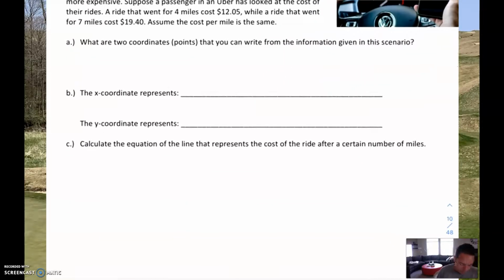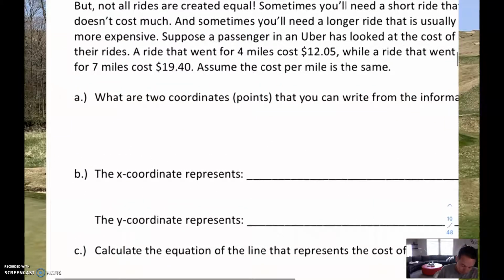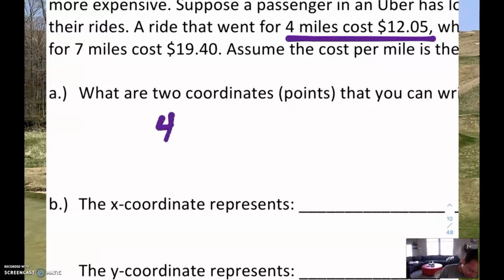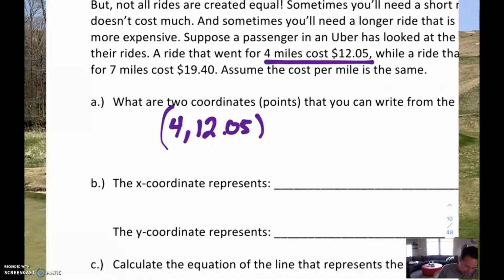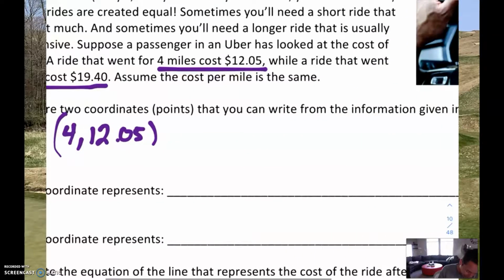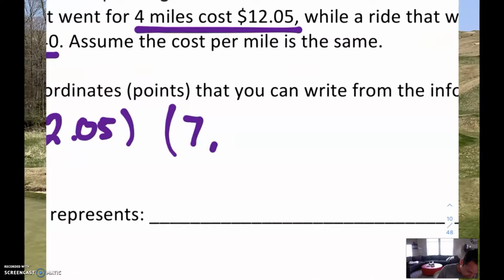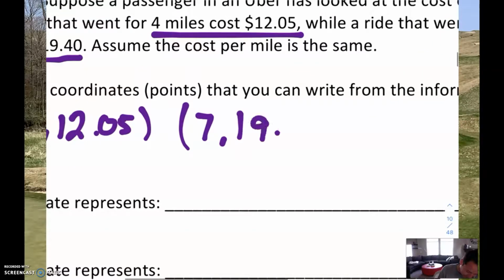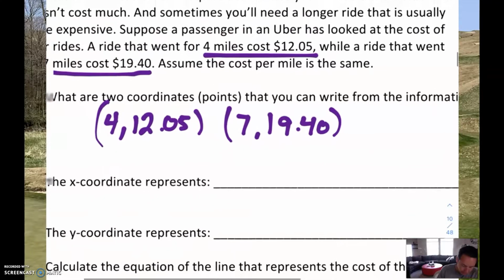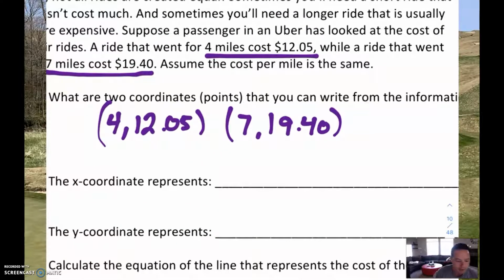Part A, what are two coordinates that you can write from the information given in this scenario? Well, we know that going on a ride that's 4 miles costs $12.05. Let's write that as a coordinate. A 4-mile ride costs $12.05. And a ride that is 7 miles costs $19.40. So we'll write that one out as well. A 7-mile ride costs $19.40. So there are two coordinates that we can write.